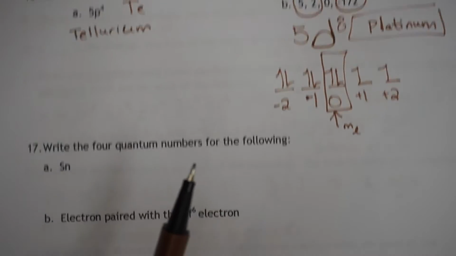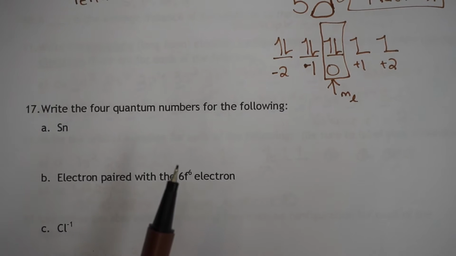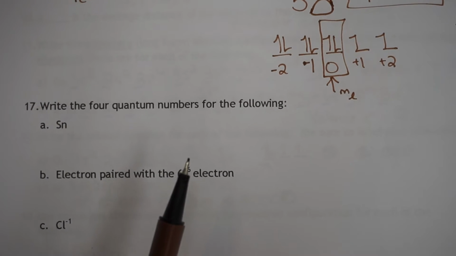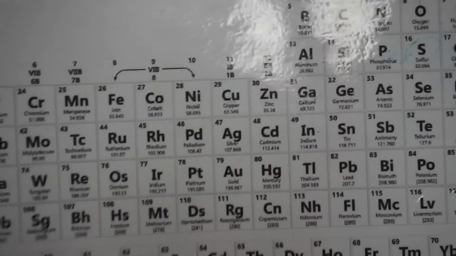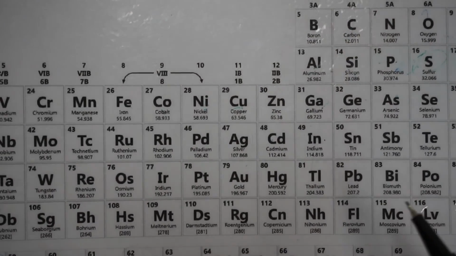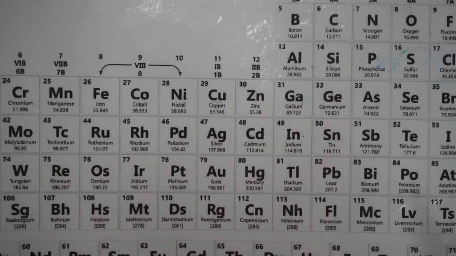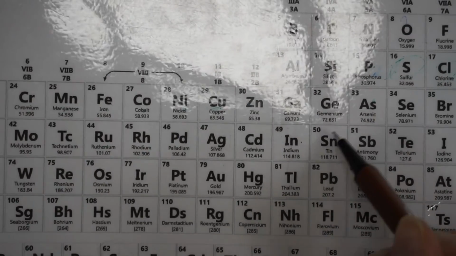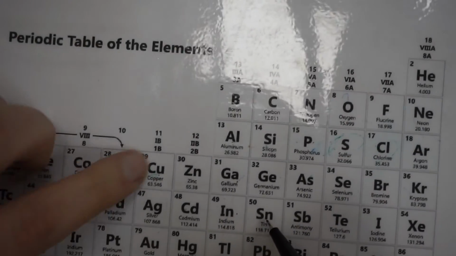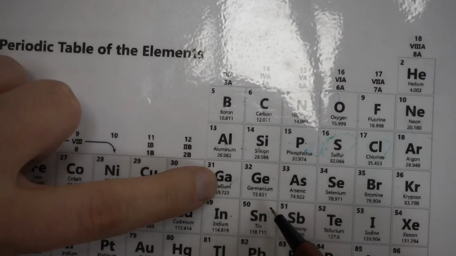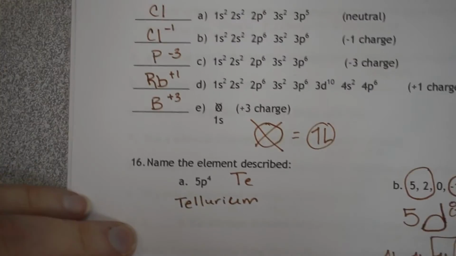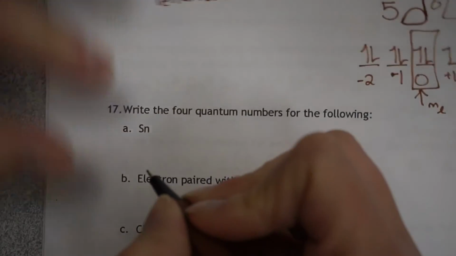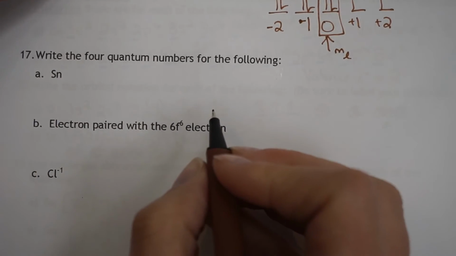These are quantum numbers. All right, write the 4 quantum numbers for the following. Sn. So Sn, I'll find it. Where is it? It's probably right in my nose. Sn, oh yeah, that's 10. Okay, Sn is in the 2, 3, 4, 5th. So it's 5p2 is Sn. Okay, 5p2. Sorry. Much further down than I thought.